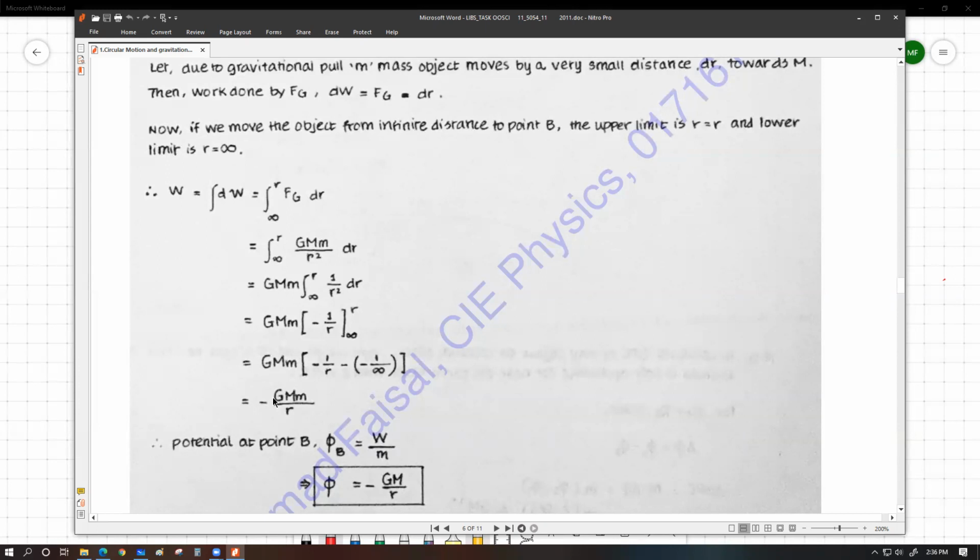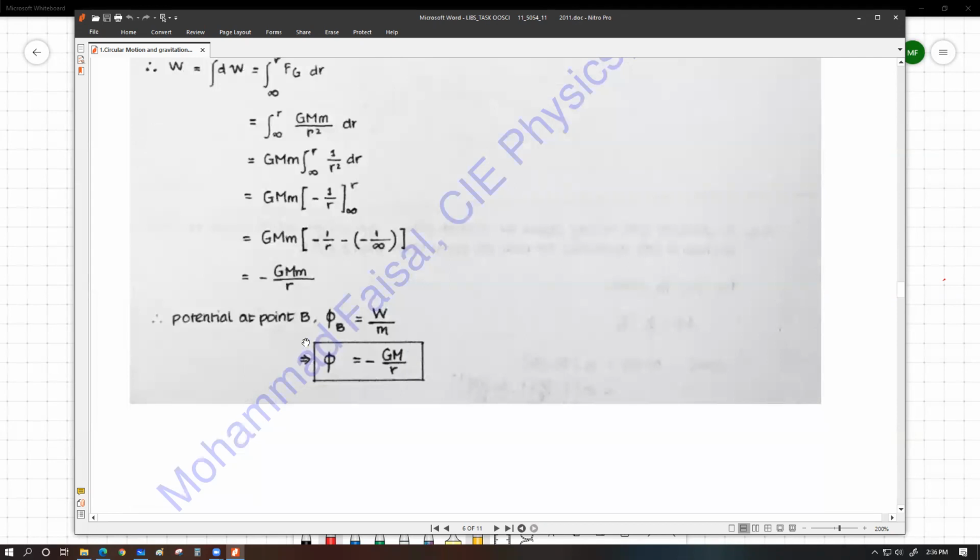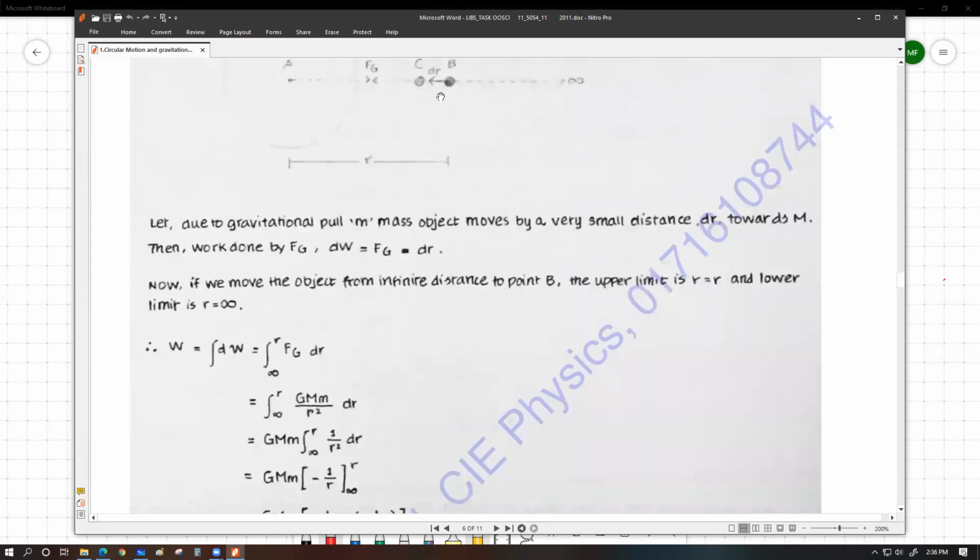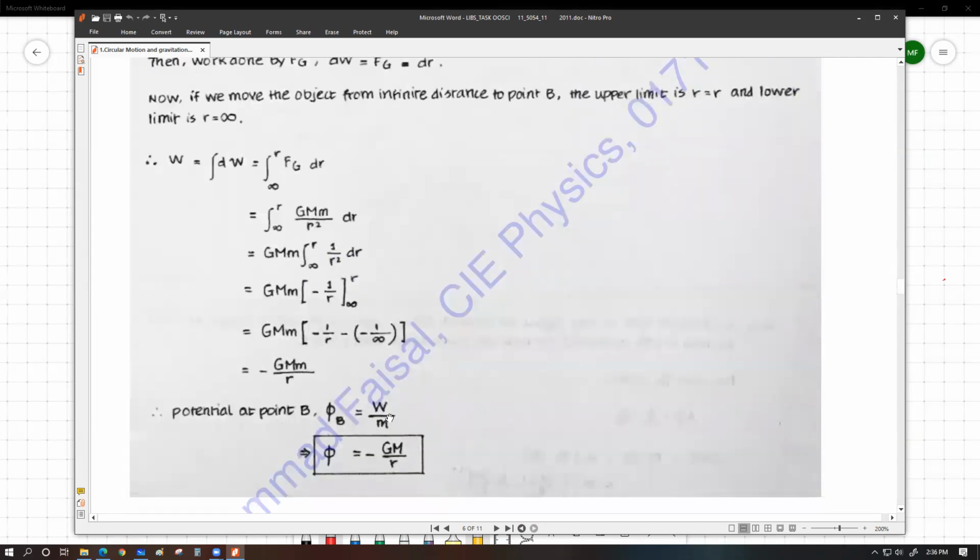in this case work is done by the system itself. So work is actually getting out, energy is given by the system itself. That's why the actual work done is considered to be negative. So potential at point B, phi of B, potential হবে net work done divided by the mass, so phi equals to -GM by r. So এটা হচ্ছে আমাদের potential, gravitational potential এর basic formula.